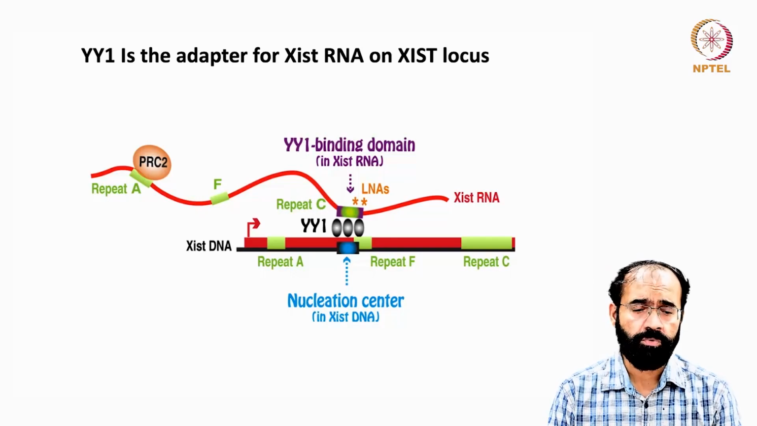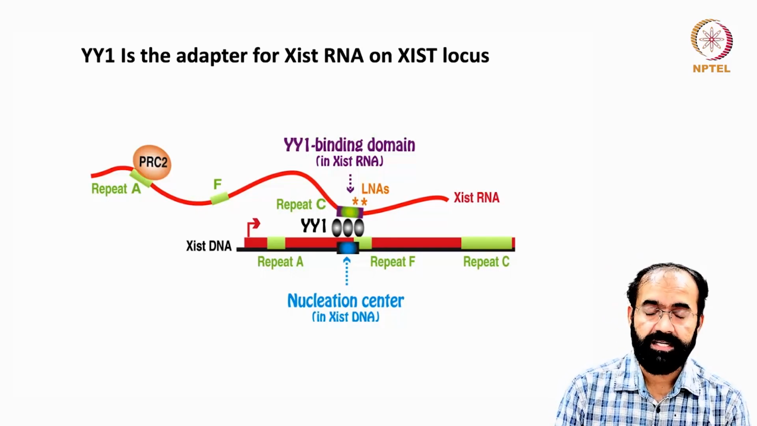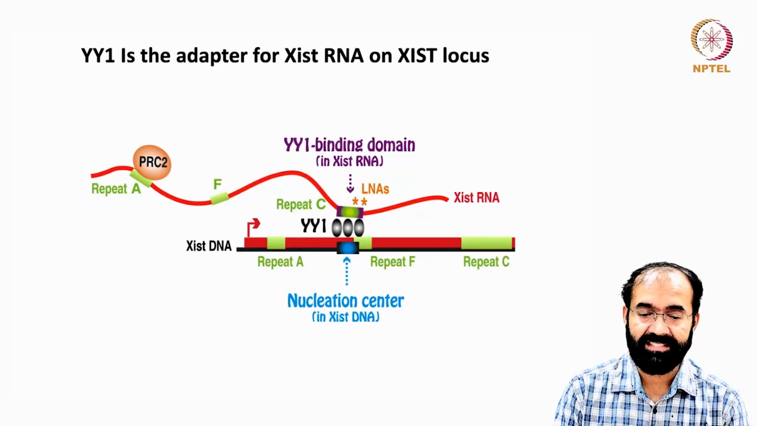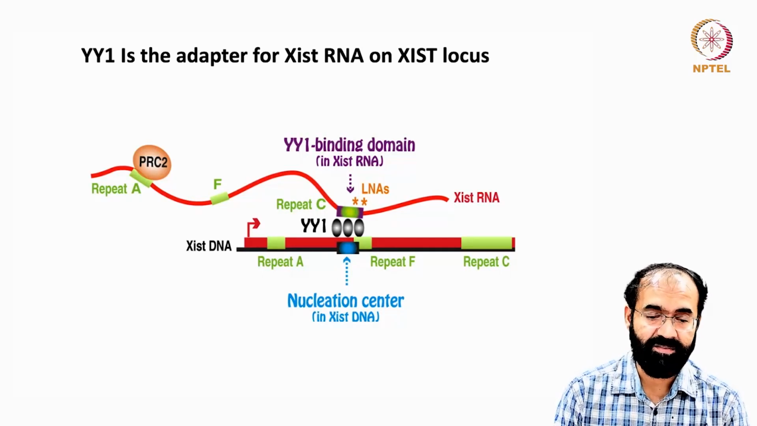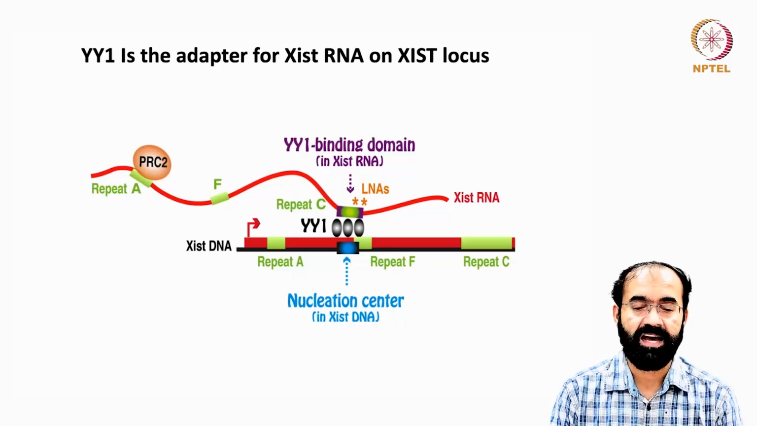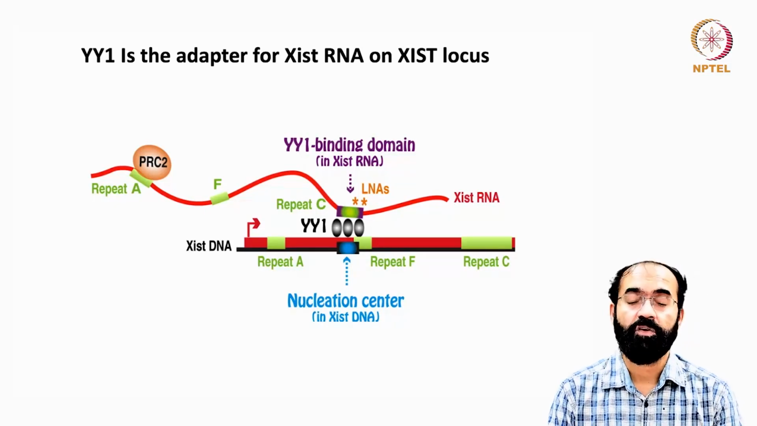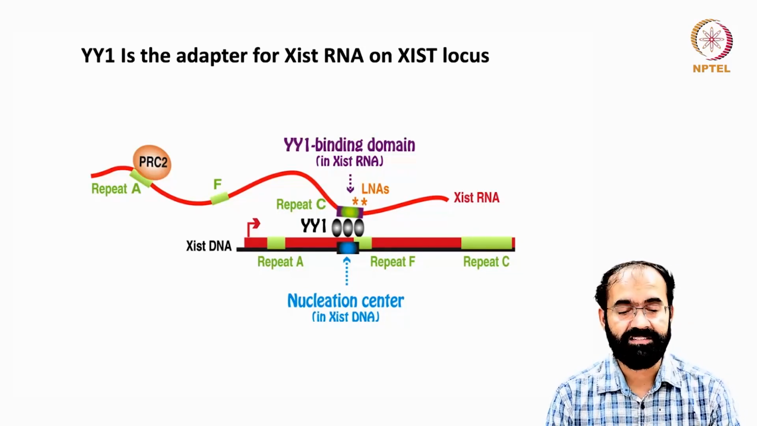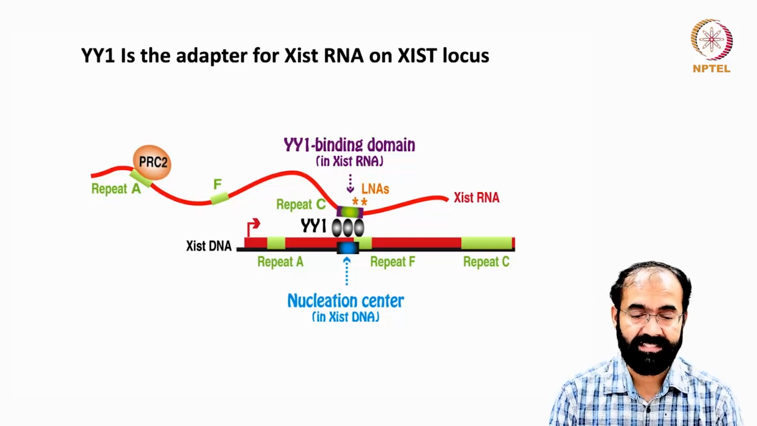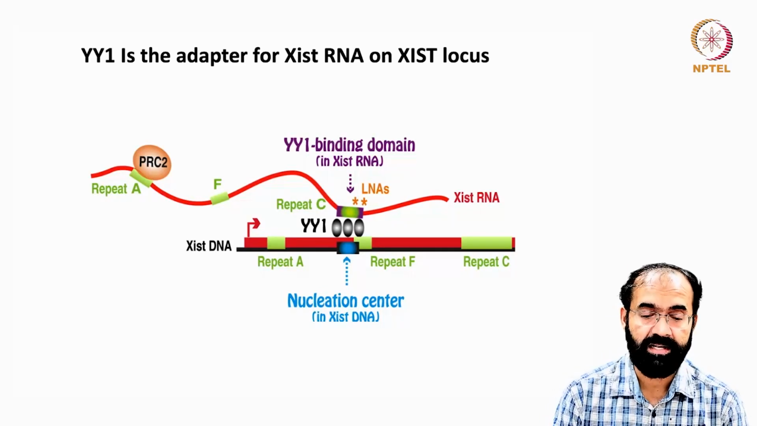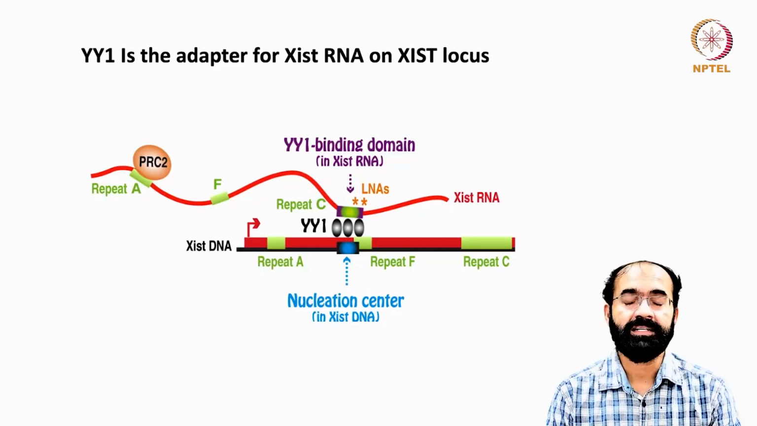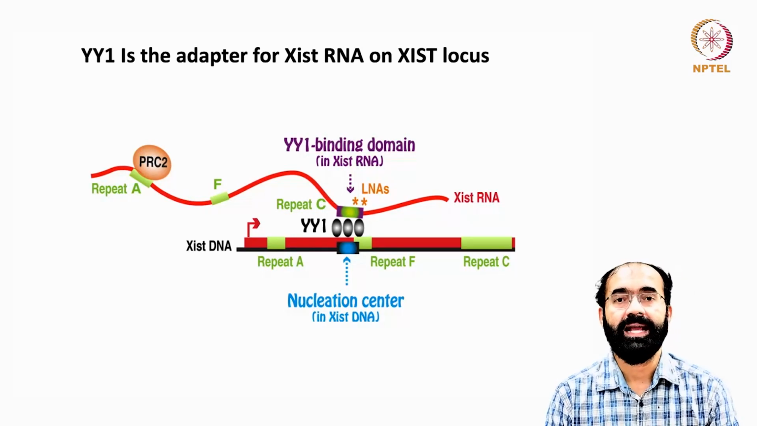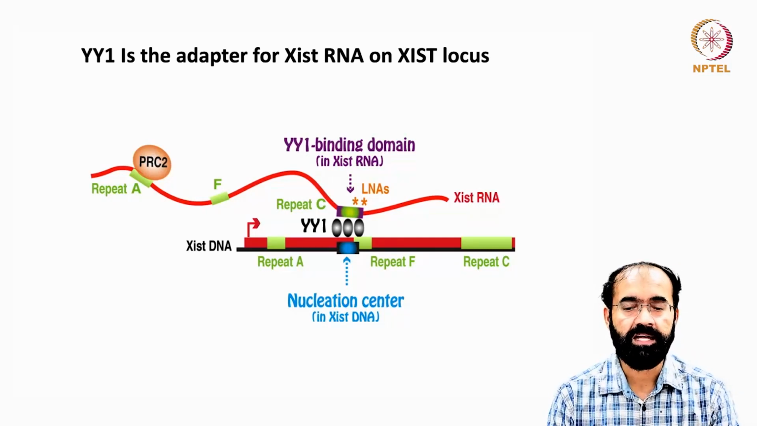So to recap this whole thing, this is the X chromosome, this is the X inactivation center, and from the X inactivation center you have the production of Xist RNA, and Xist RNA has a YY1 protein binding site, and YY1 protein is able to bring the Xist RNA onto the X inactivation center, that is the nucleation center. This Xist in turn has binding sites for the PRC2 complex, polycomb repressive complex 2, which is required for the H3K27 trimethylation. So this is the whole process.